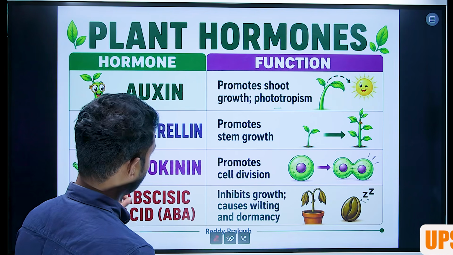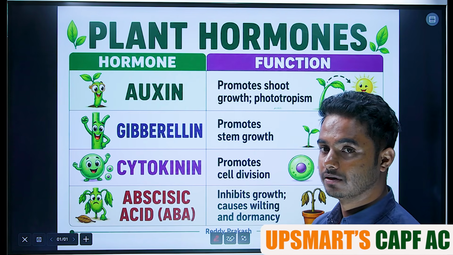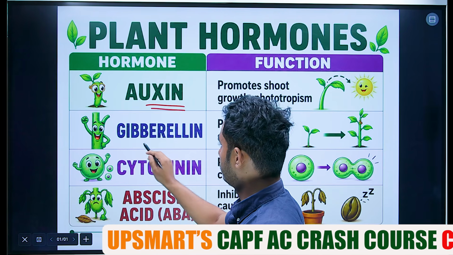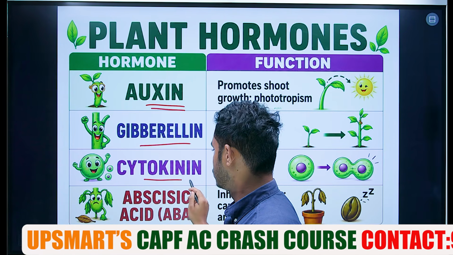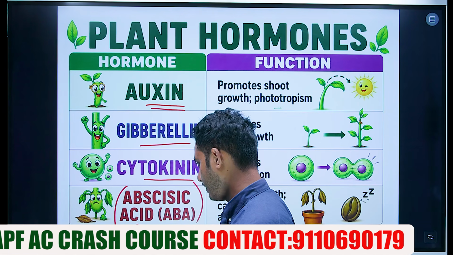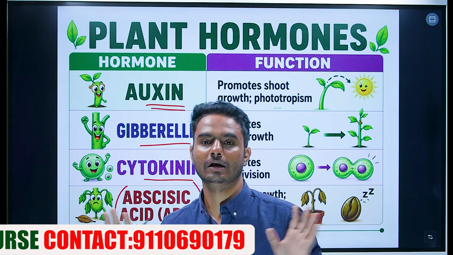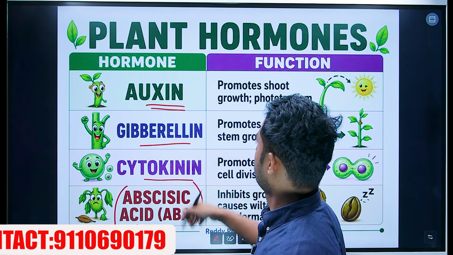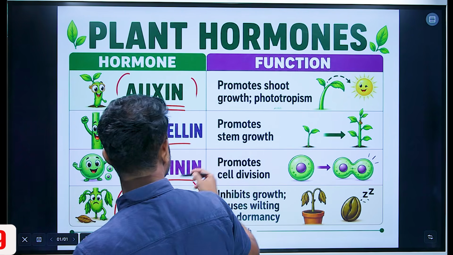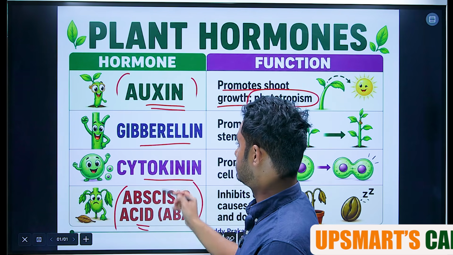Next, as I told you, there are plant hormones which are very important for the plant as well as for the examination. Okay, sir. Now the hormones. One is auxin, gibberellin, cytokinin, abscisic acid. Four things, sir. Confusing, sir, but important, sir. Can't help, sir, because it is very important. Auxin, what it does, I already told you, it promotes shoot growth and it helps in phototropism. This is known. Next is gibberellin.